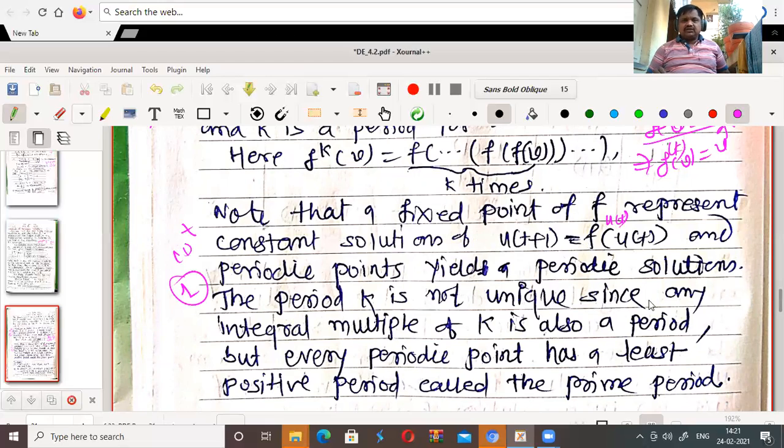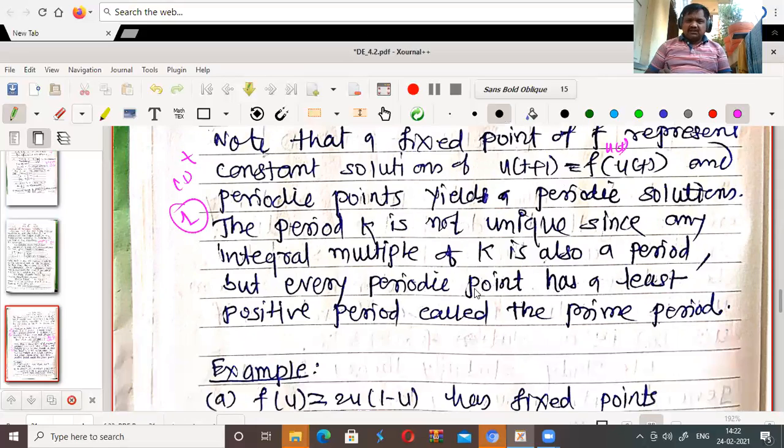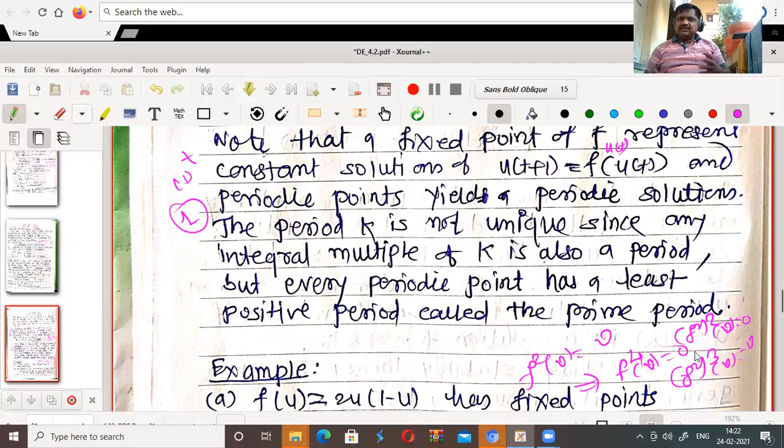The period k is not unique, since any integral multiple of k is also a period. But every periodic point has a least positive period, called the prime period. For example, if you have f^2 of v equal to v, then f^4 of v is also equal to v, since f^4 is f^2 squared. Similarly, f^6 of v equal to v. Therefore, if 2 is the period, then 4 is also a period, 6 is also a period, and 8 is also a period. So there are many periods, but the least period is called the prime period.